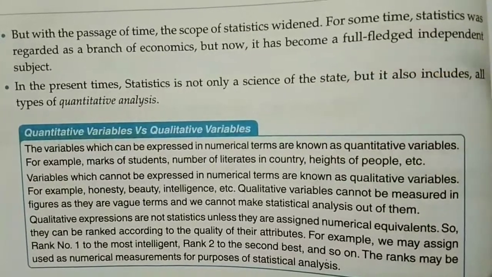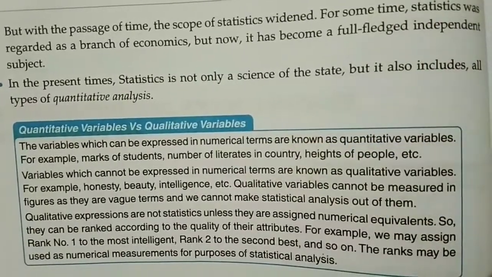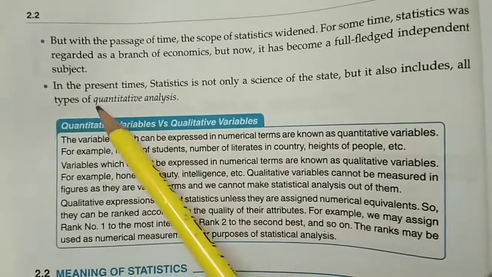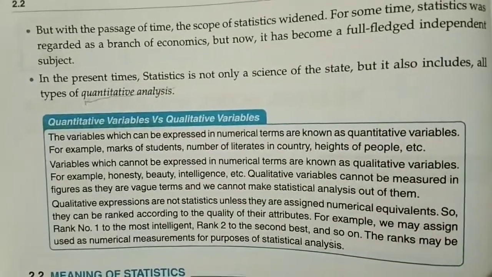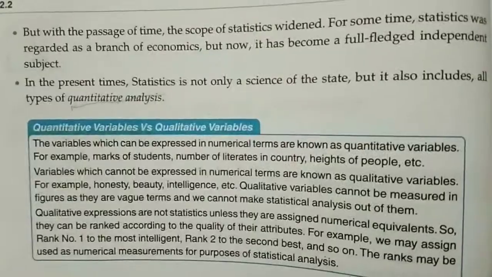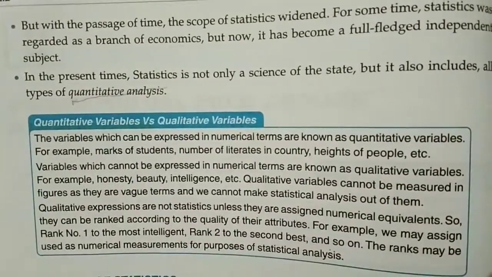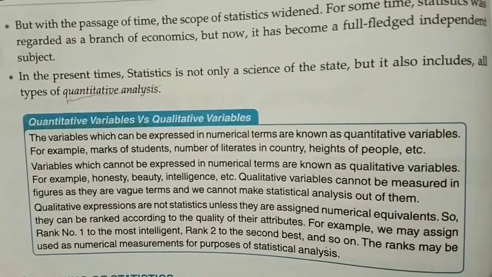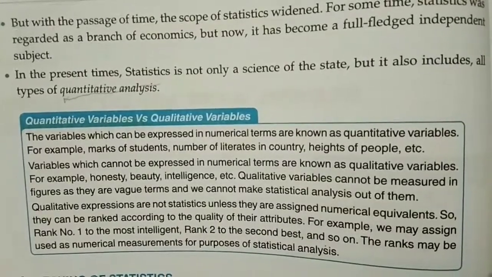And in the present time, statistics is not only a science of the state, but it also includes all types of quantitative analysis. What is quantitative analysis? You can see the term here, quantitative analysis. Quantitative analysis means everything which can be expressed in numbers. Quantitative variables are those variables which can be expressed in numerical terms. So statistics deals with all types of numerical data.